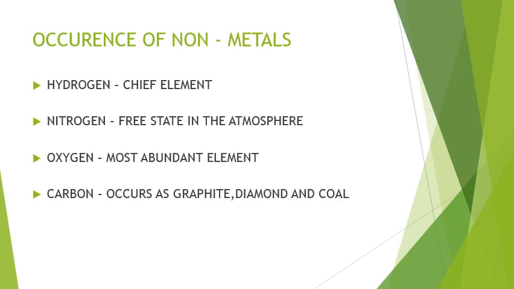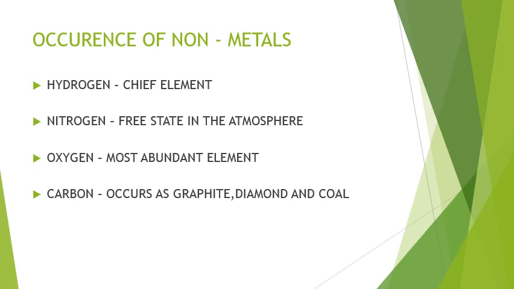Occurrence of nonmetals. Hydrogen. Hydrogen is the most abundant element in the universe. It is the chief element that makes up the sun and other stars. On Earth, hydrogen mainly occurs in combined form as a constituent of water, petroleum, natural gas, coal, clay, and all animals and plants. Nitrogen. Nitrogen mainly occurs in the free state in the atmosphere. About 76% by mass of air is nitrogen.